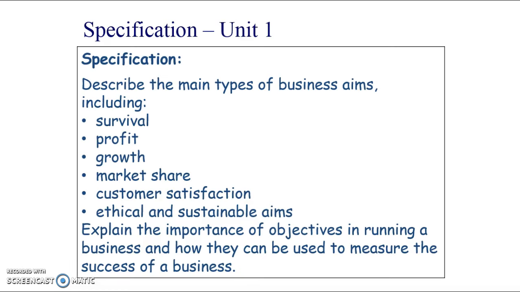This is objectives in the Unit 1 part of the course. So you need to be able to describe the main types of business aims, and these are bullet pointed here, and we'll go into more detail about them. And I've put together another section of the course that I think sits well with this, and it's about how objectives are important and how they can be used to measure the success of a business.